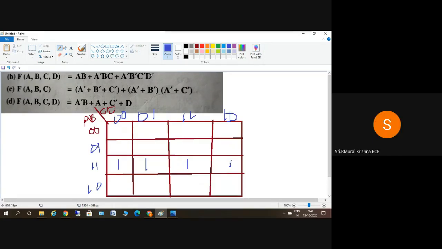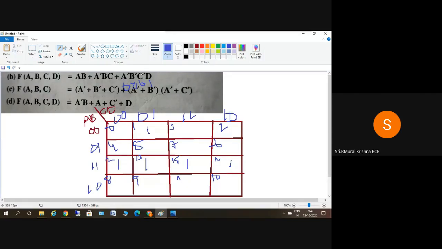And next, we can go for the last one here. So A bar, B bar, C bar, D. This is 0, 1, 2, 3, and 4, 5, 6, 7, so 8, 9, 10, 11, and 12, 13, 14, 15. So what is the last term here? A bar, B bar, C bar, D. It is 0, 0, 0, 1. So min term 1.